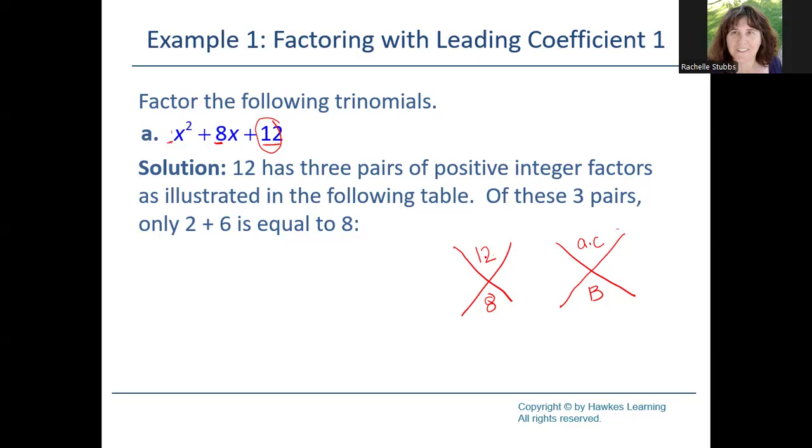And so, well, 1 times 12, that does not add up to 8. 2 times 6, that does. So I could say 2 and 6 could be factors that add up to 8. The other factor pair is 3 and 4. 3 plus 4 does not add up to 8 in any way, shape, or form, even if it's positive or negative. And so we would say, okay, well, we're going to use the factors 2 and 6. And because our leading coefficient is 1, we can just say that our factors are then x plus 2 and x plus 6. And we would get our factors like that.